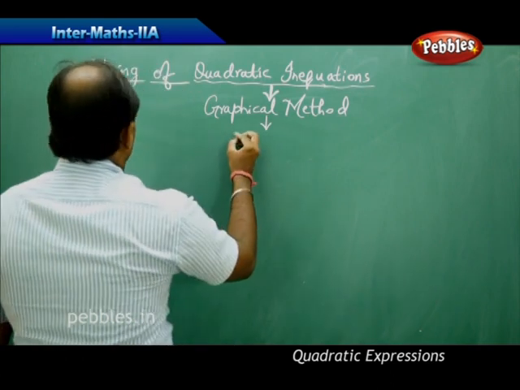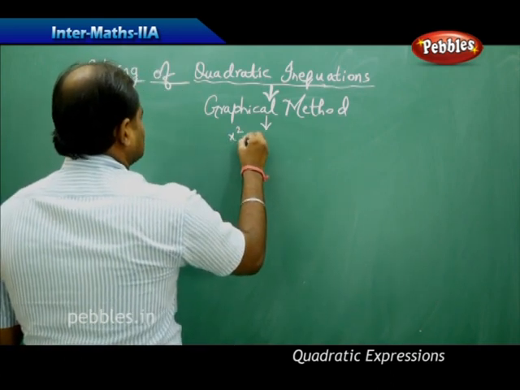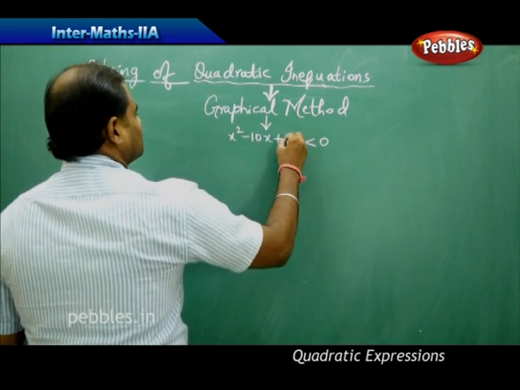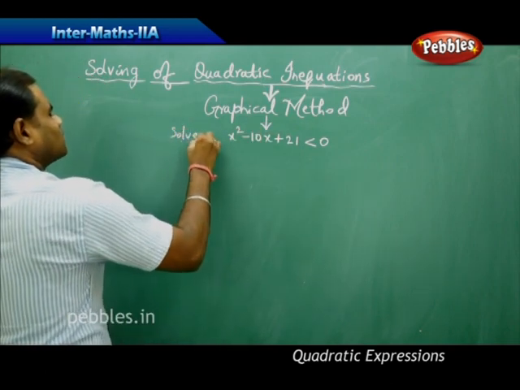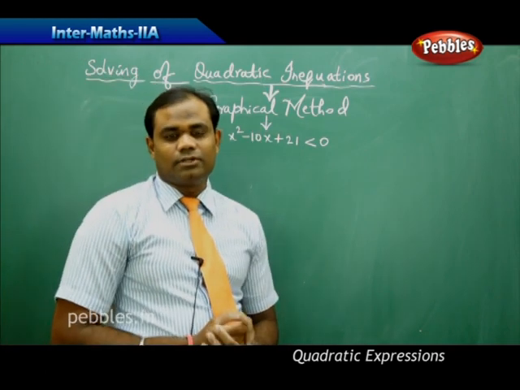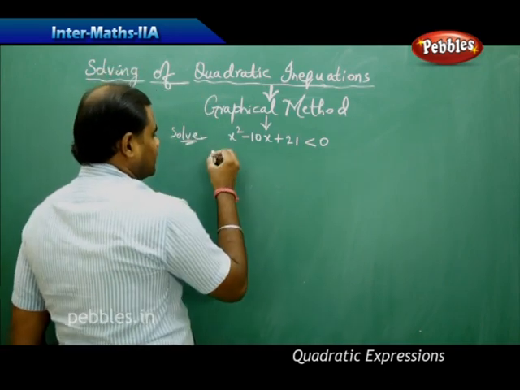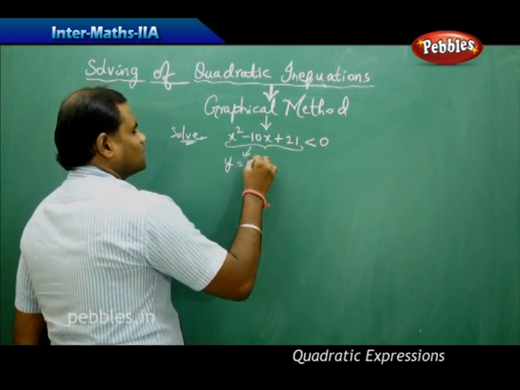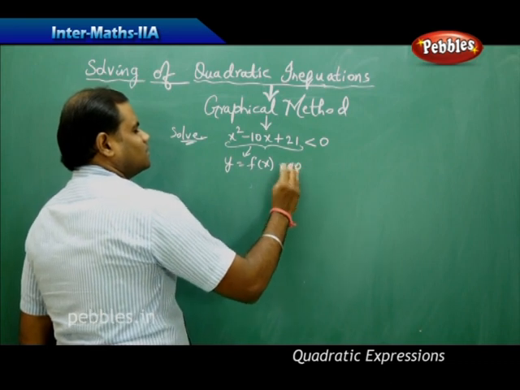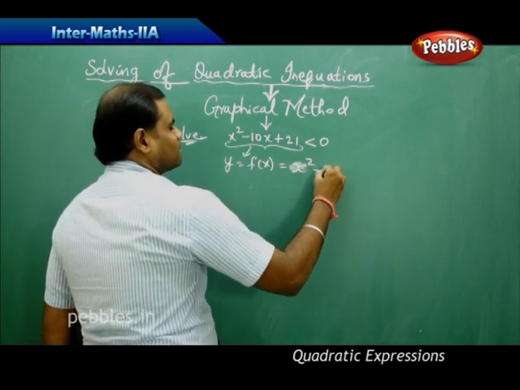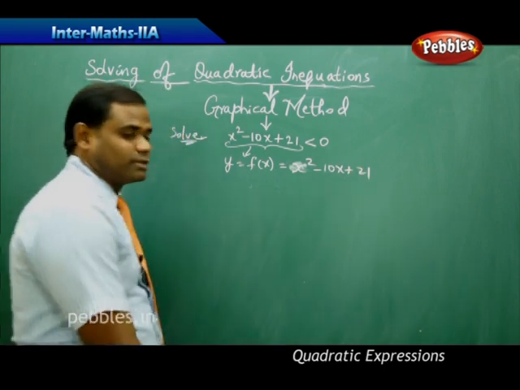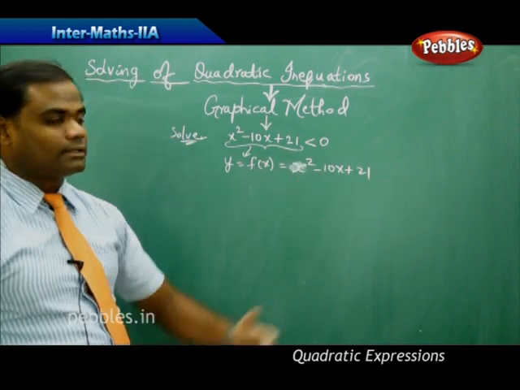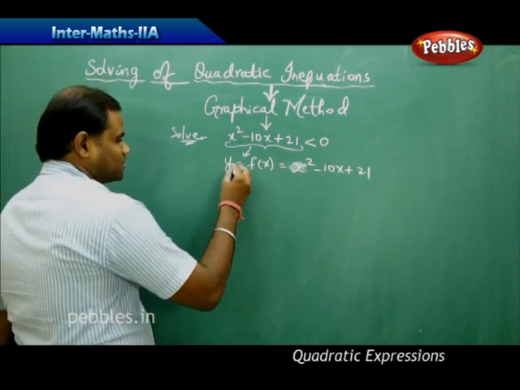To take the same example problem, I have x squared minus 10x plus 21, which is less than 0, which I want to solve using the graphical method. So initially, I would like to sketch the left-hand side function, which is y equals f of x, that is x squared minus 10x plus 21. So this is the quadratic function which I have extracted from the given quadratic inequality. Now I would like to sketch this function.